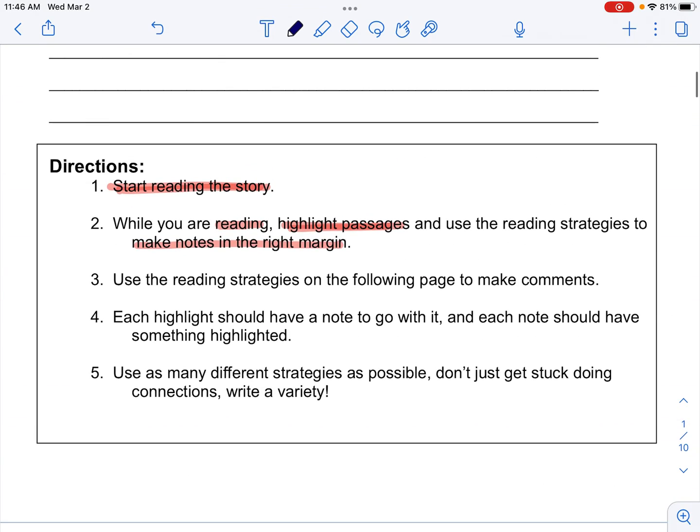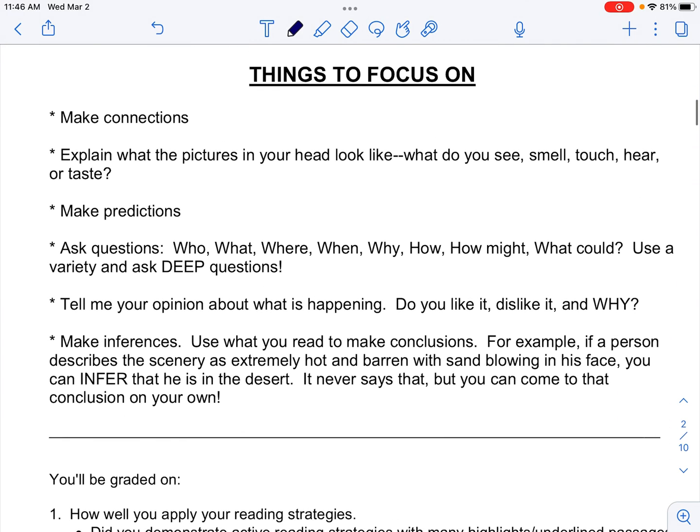Okay, so you're going to highlight passages, things that you think are important, and then using the reading strategies that we've been talking about, make notes in the right margin. Okay, so use the reading strategies on the following pages to make comments, and I'll go over that now. So here's the things that I want. Well, actually, let me come back to that.